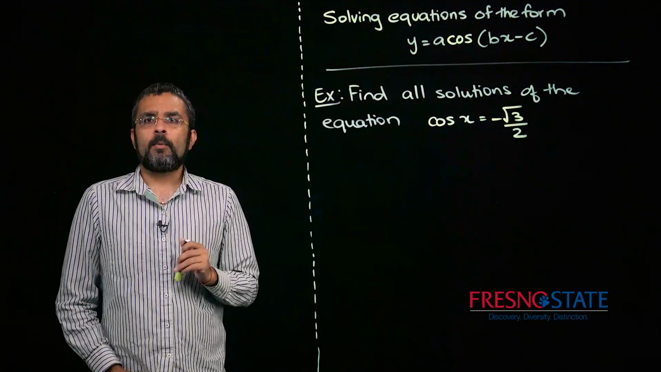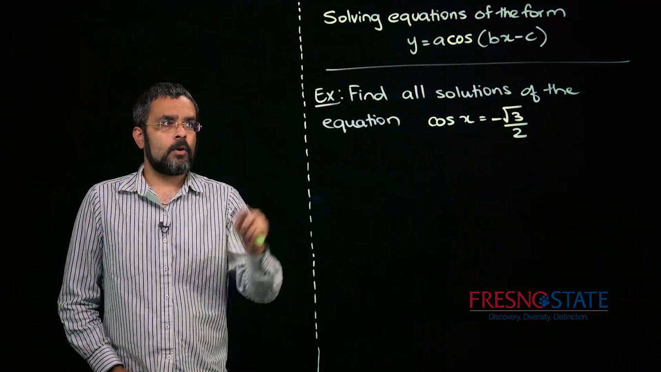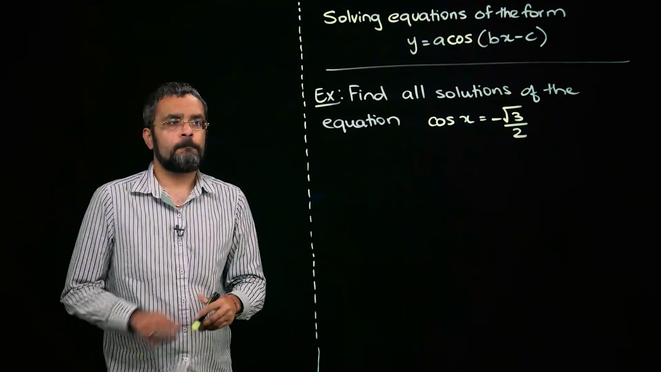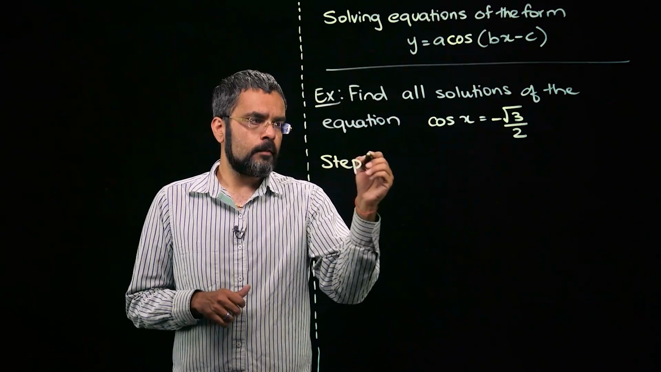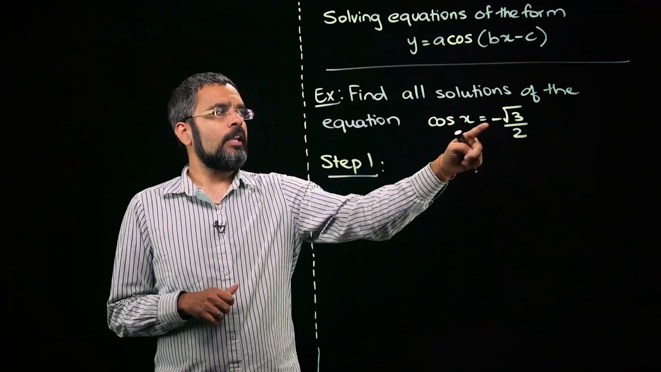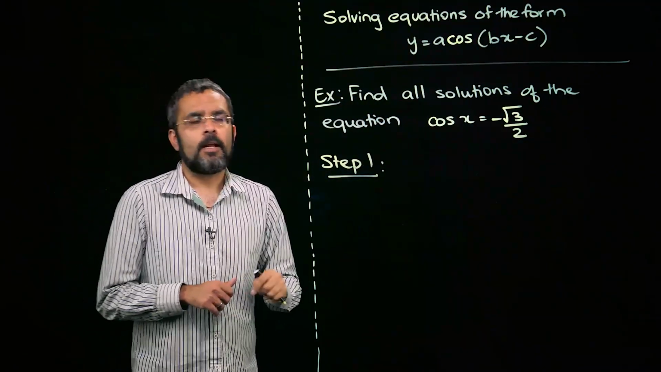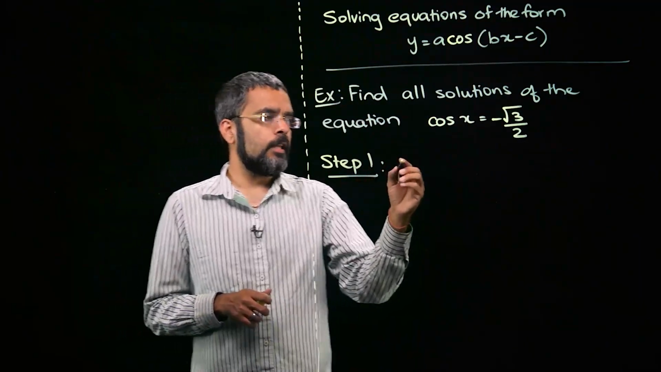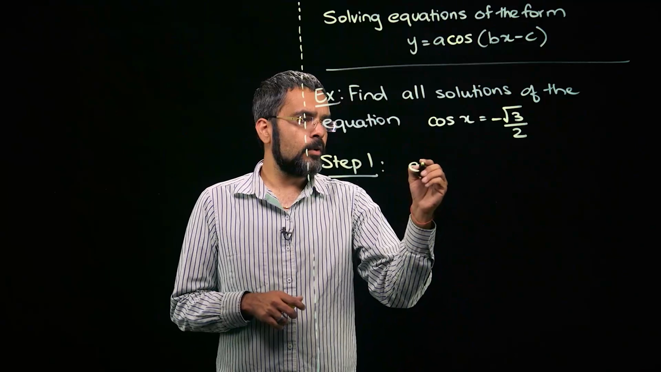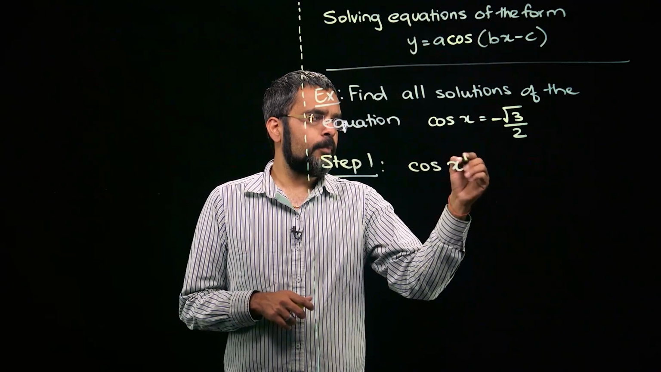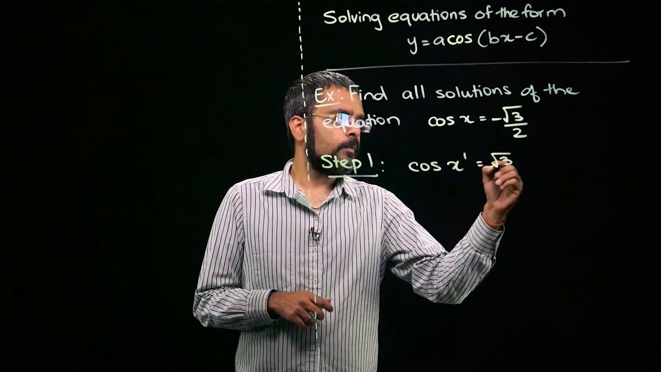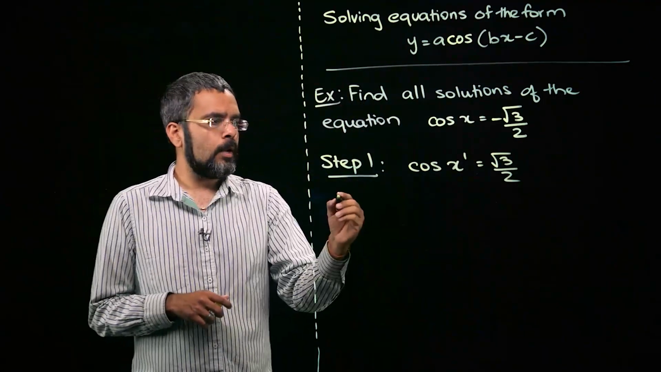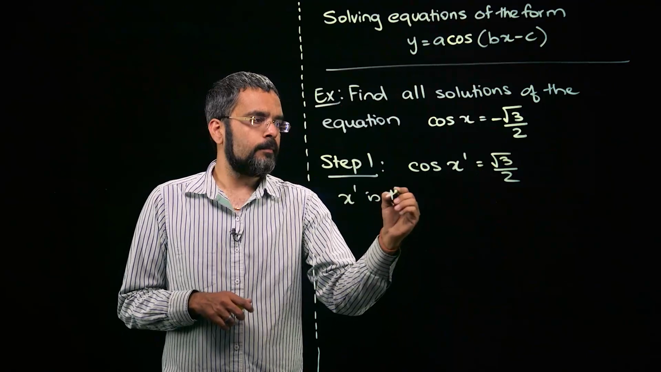So think about what we did when we solved the equations for sine. We're going to pretty much follow the same procedure here. First thing I'm going to do is ignore that negative sign for now. I'm just going to solve the equation cosine x prime equals root 3 over 2. What is this x prime here? Well, x prime is the reference angle.